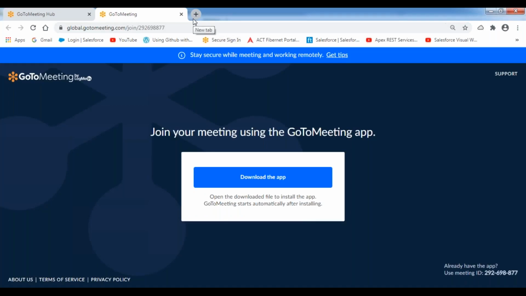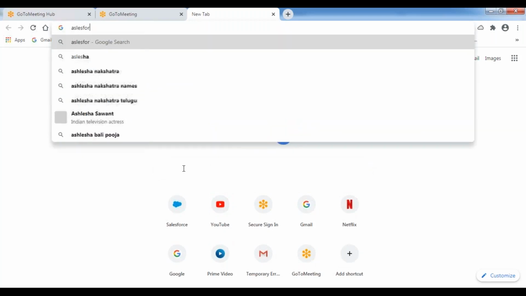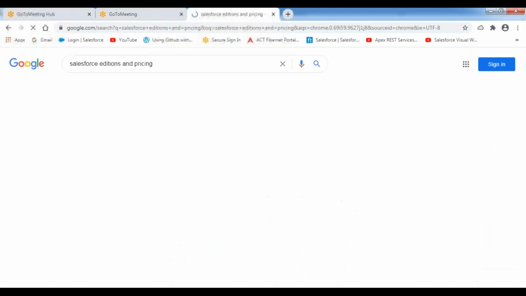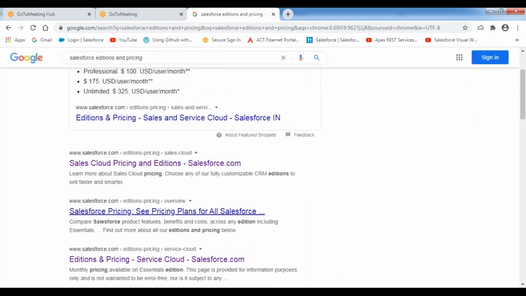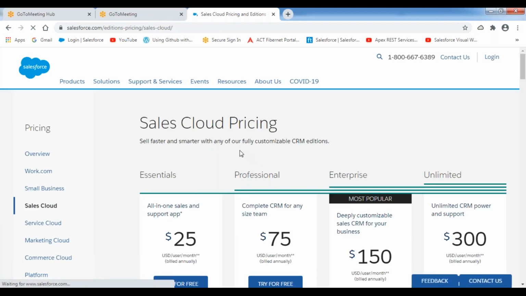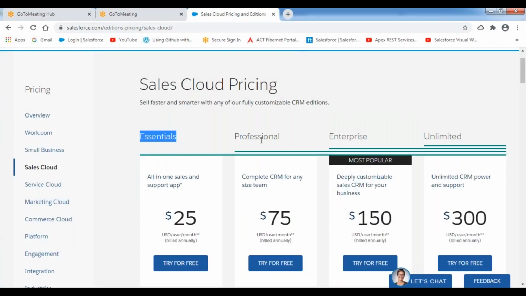On the Salesforce website, I search for Salesforce editions and pricing. Now let's see. Salesforce provides these 4 editions: Essential, Professional, Enterprise, and Unlimited.